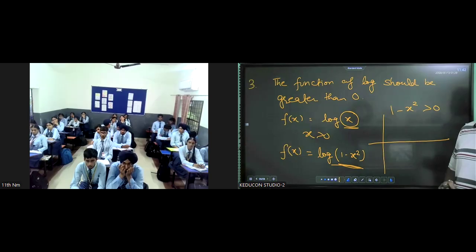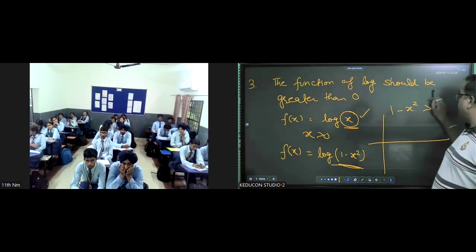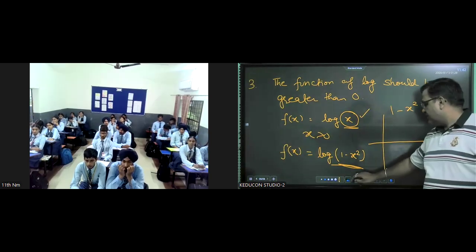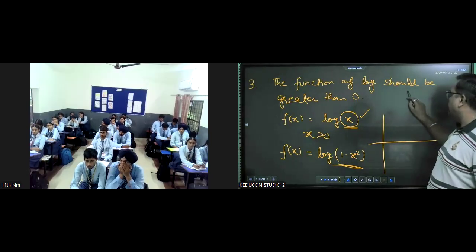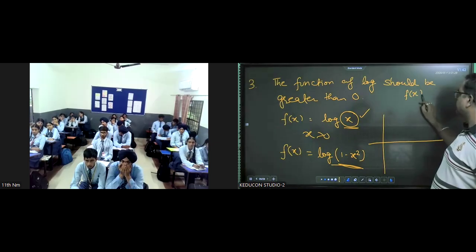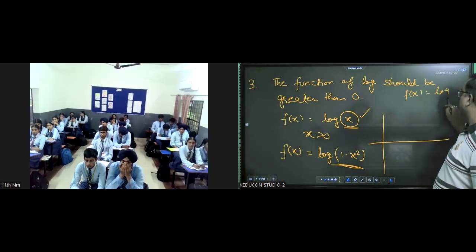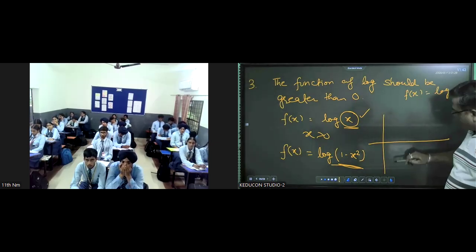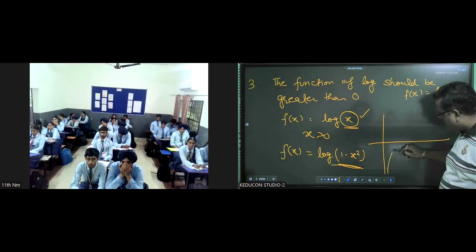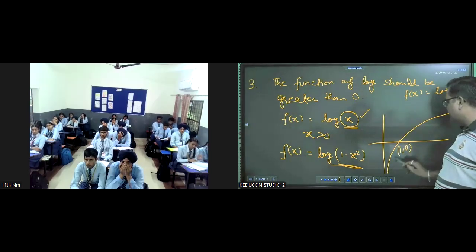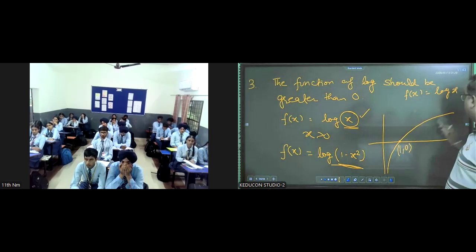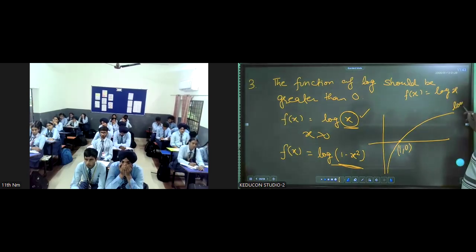Then you have to plot the graph of y equal to log x. How does it look? We have the function log x. This graph looks like this, students. This point is (1, 0). Is this clear? This is the graph of log x.